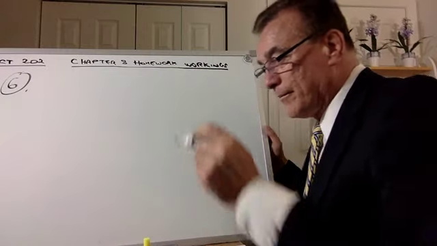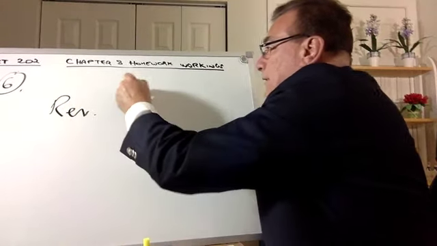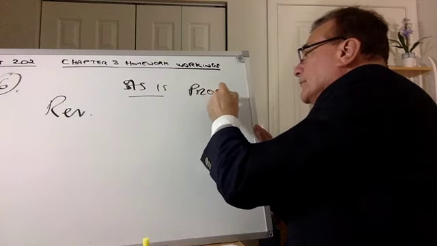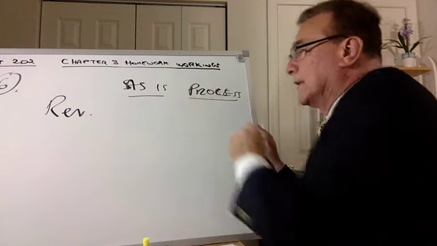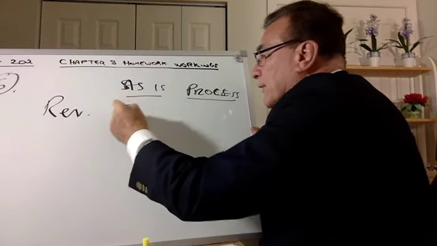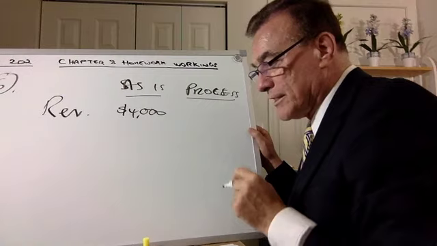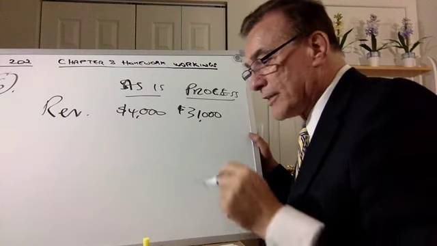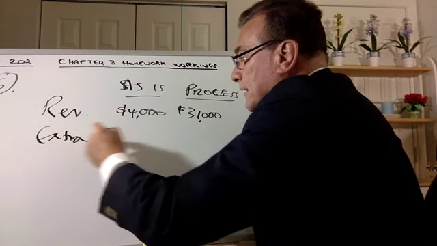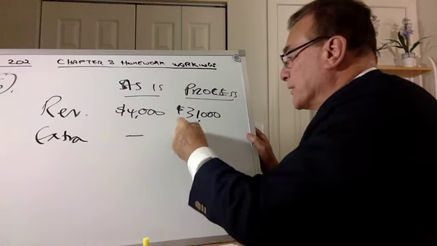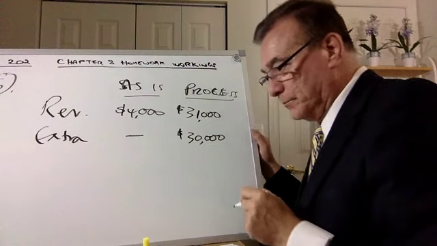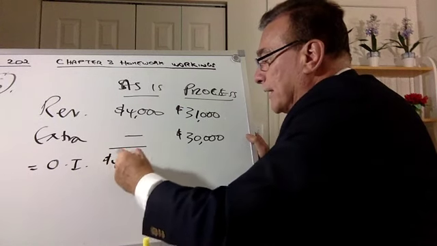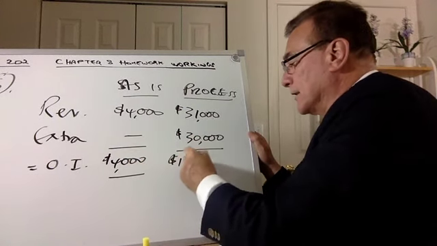Pretty straightforward. You got your revenue, sell as is versus process further. Now the revenue, if they sell as is, they'll make $4,000. If they process it further, they'll make $31,000. The extra cost of selling as is is zero. The extra cost of processing it further is $30,000. So that gives you the operating income. And so we've got $4,000 in operating income if they sell as is versus $1,000 if they process it further.